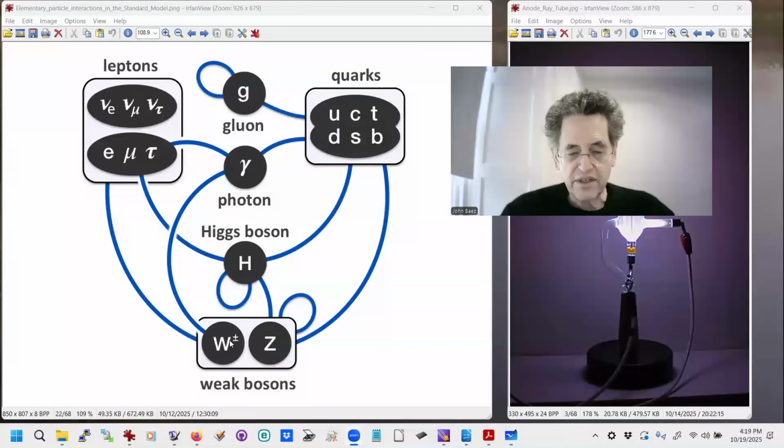And then, in addition to all of those, there's this famous particle you must have heard of called the Higgs boson, which is not a gauge boson. It's not really a force-carrying particle. It endows the other particles with their mass. And these blue curves here show which particles interact with which other particles.